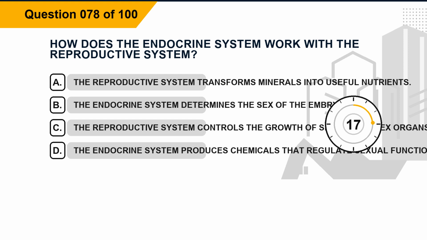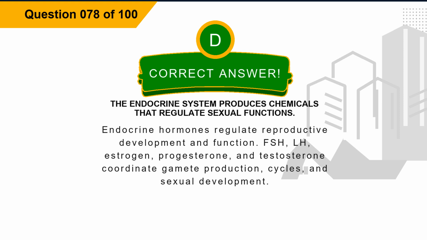Option A. The reproductive system transforms minerals into useful nutrients. Option B. The endocrine system determines the sex of the embryo. Option C. The reproductive system controls the growth of secondary sex organs. Option D. The endocrine system produces chemicals that regulate sexual functions. The correct answer is option D. The endocrine system produces chemicals that regulate sexual functions.